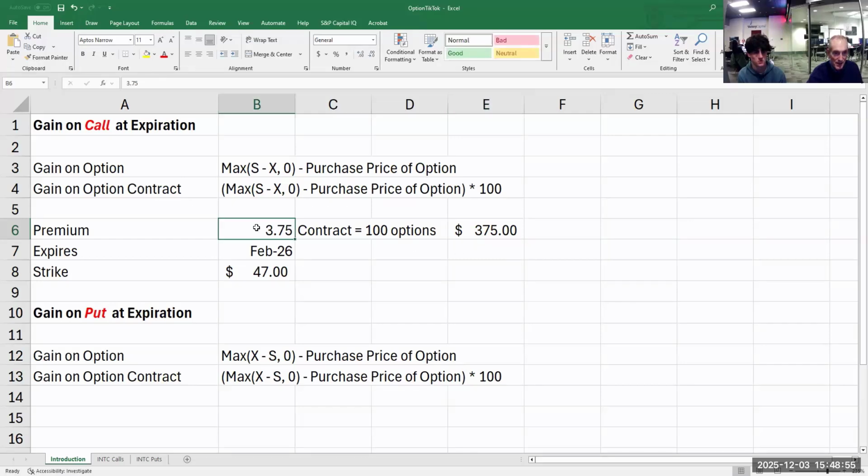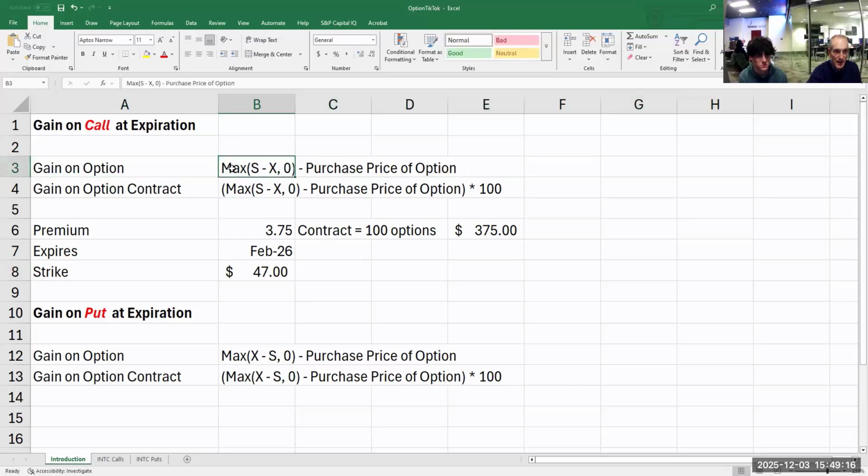So if that's our option, what's your gain? It really depends on what Intel stock price does. If you're buying a call, what do you want it to do? Go up or go down? You're going to be buying it for 47. Yeah, you want it to go up a bunch, right? So here's a formula that you got to know.